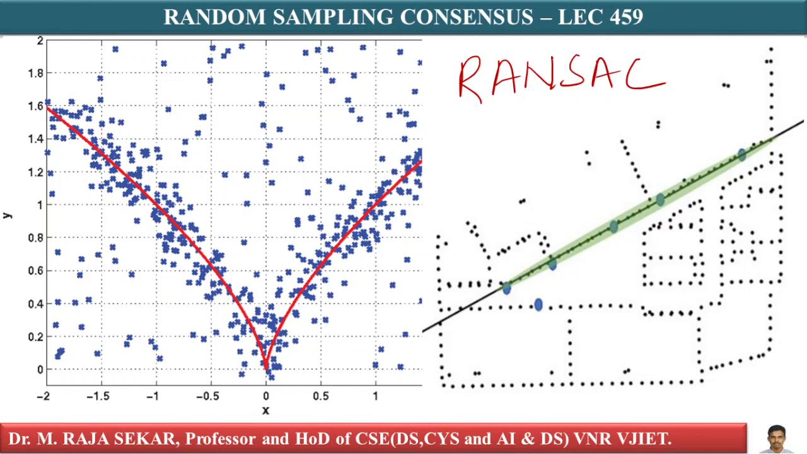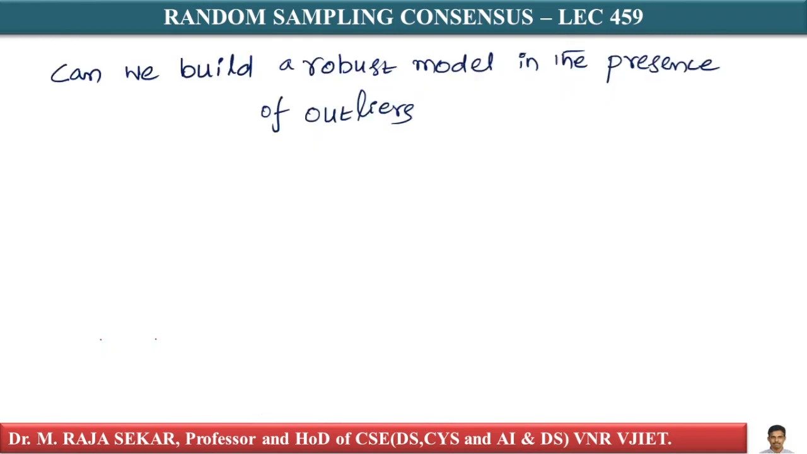What it tries to solve is, can we build a machine learning model, any model for that matter, in the presence of outliers? How do you build a robust model in the presence of outliers? What is a robust model? A robust model is a model that is not impacted much by the presence of outliers. How do we achieve that?